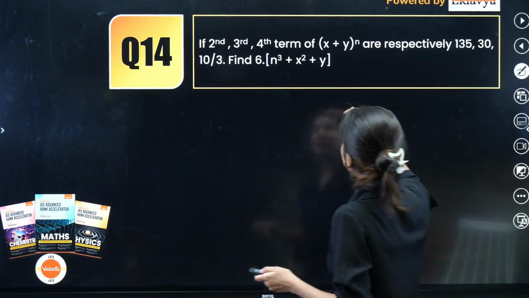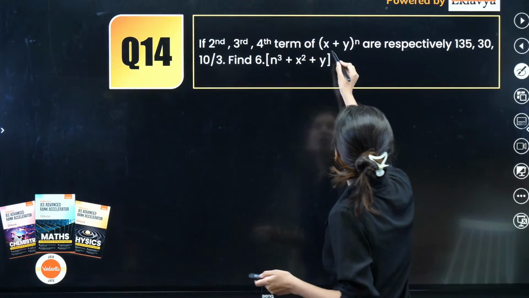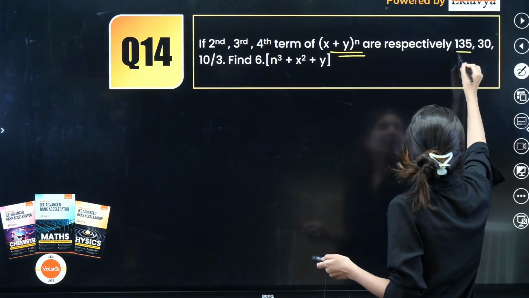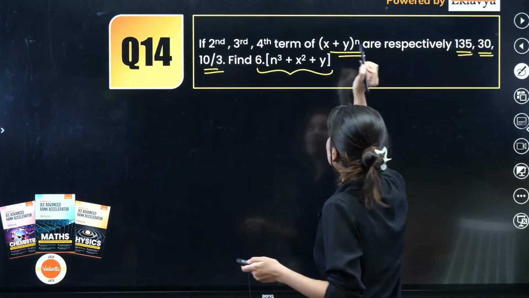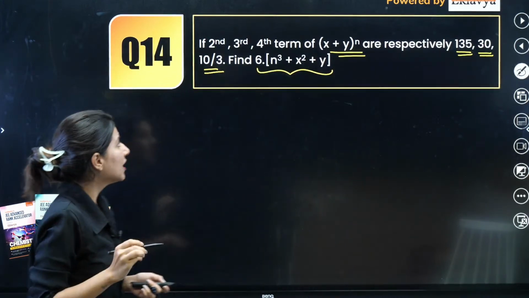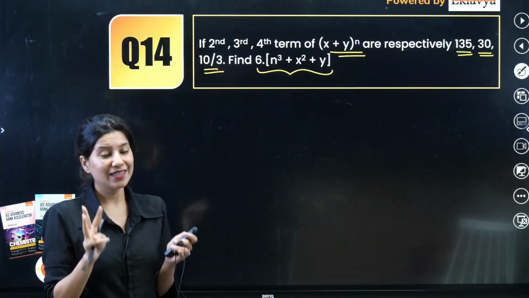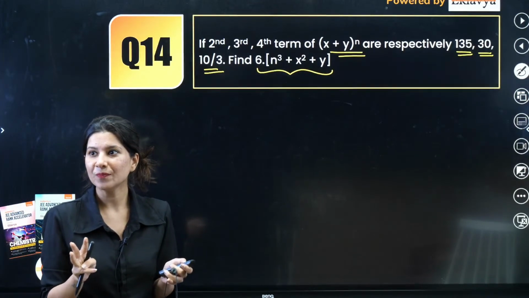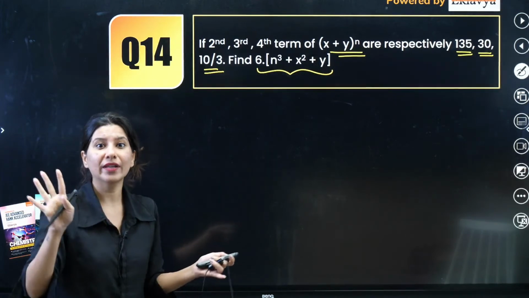Okay, now we have this question wherein they are saying the second, third and fourth terms of this are respectively 135, 30 and 10 by 3. We are looking for this. That means using 3 equations, this is going to be a really taxing question. Using 3 equations, I need n, x and y all together, right?